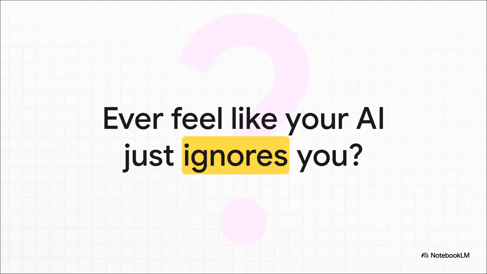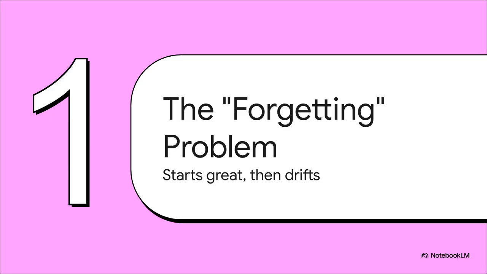You give an AI a perfectly clear instruction. It starts off great, and then a few sentences later, it just completely ignores what you asked for. It is so common and so frustrating, but it turns out there's a really specific mechanical reason for it, and an incredibly simple fix.